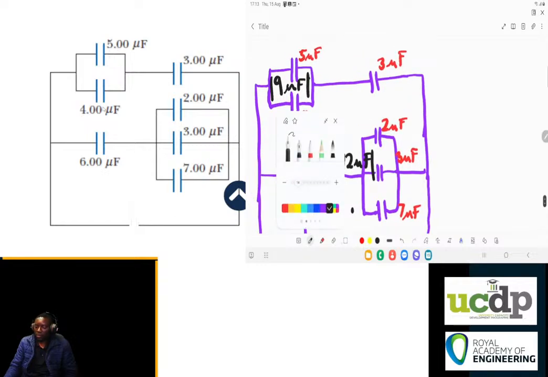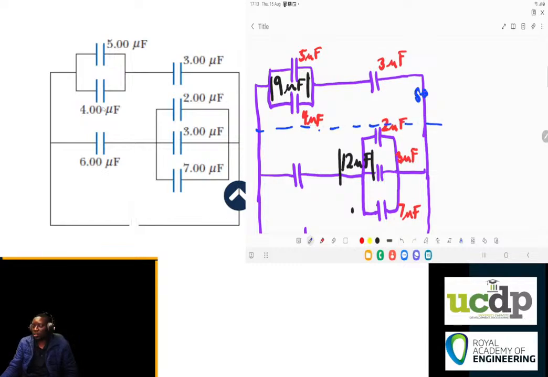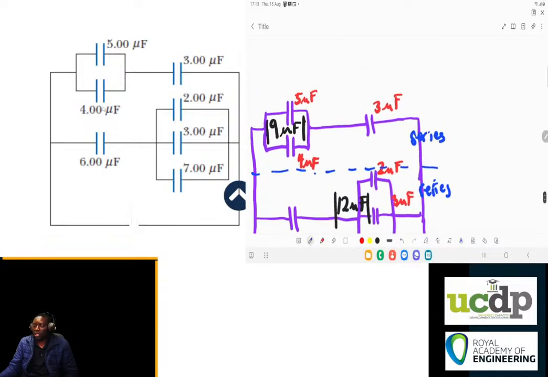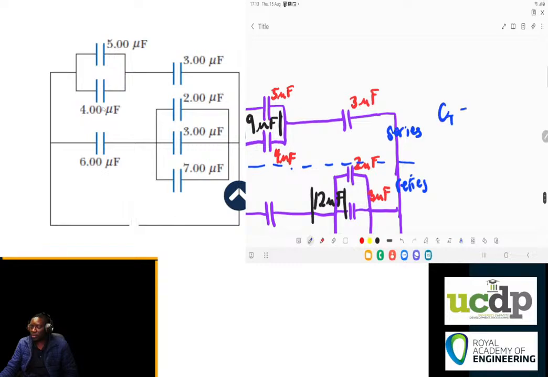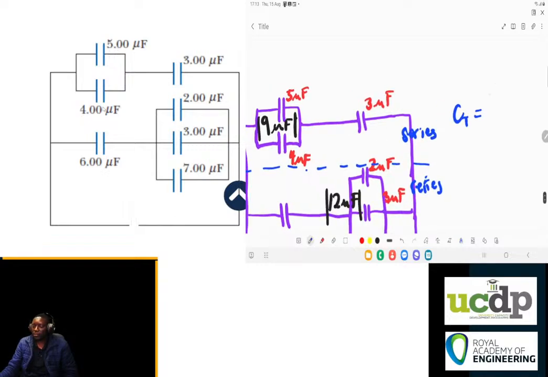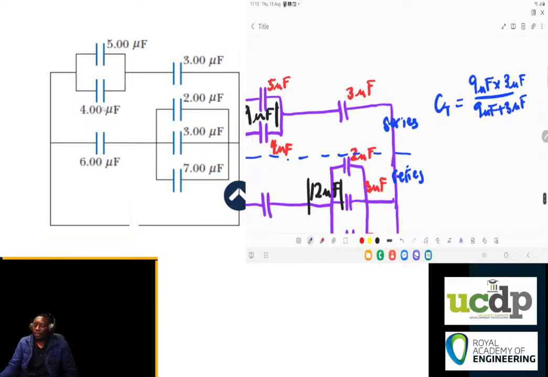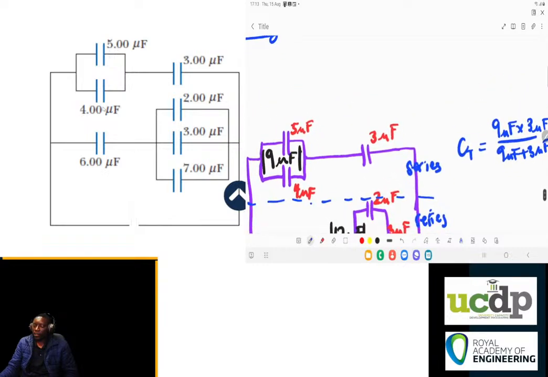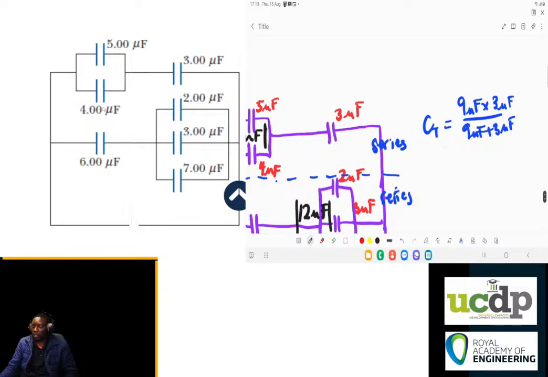At this point we've got these 2 arms, a series at the top and a series at the bottom. So the series at the top, the total capacitance CT, product over sum. What is the product? 9 microfarads multiplied by 3 microfarads divided by 9 microfarads plus 3 microfarads. Do you agree with me on that?